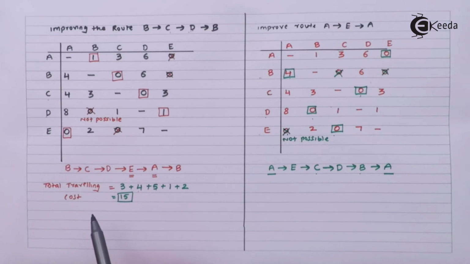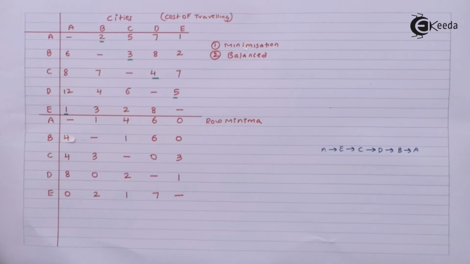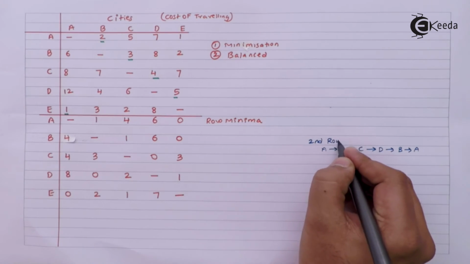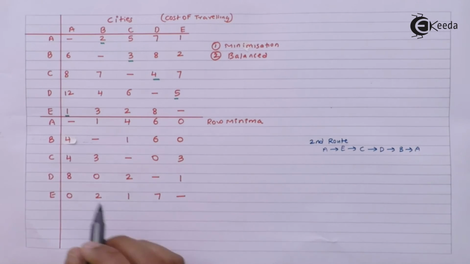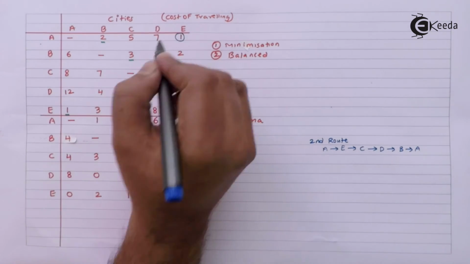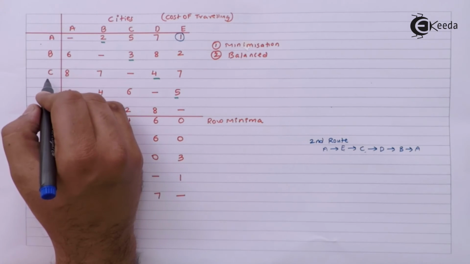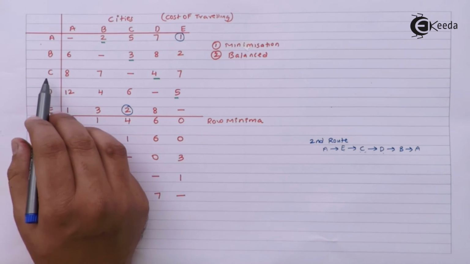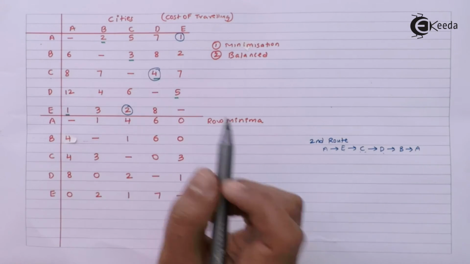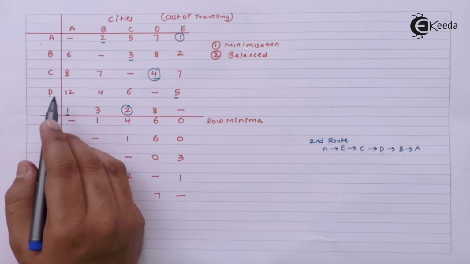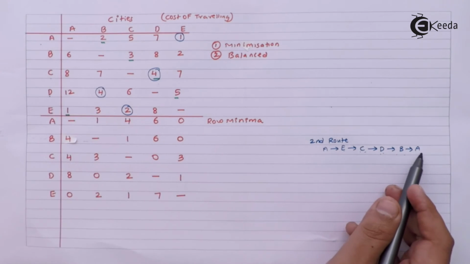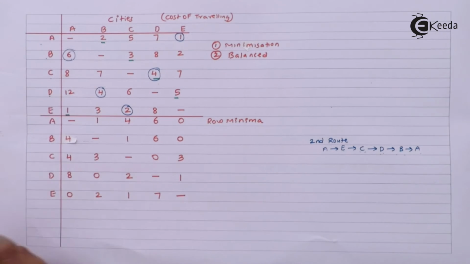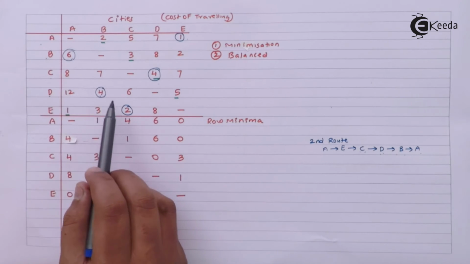Now what is my final solution? Let's refer the original question. Now this is my second route. It is A to E. So A to E, E to C, C to D, D to B, and B to A. What will be the cost? It will be 1, 6, 4, 4 and 2.